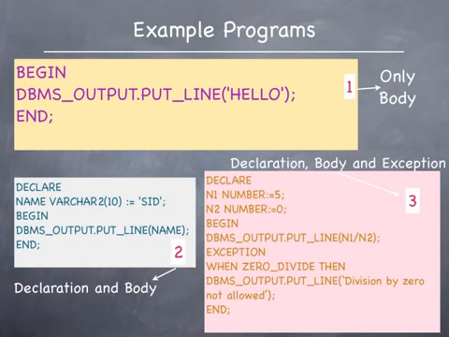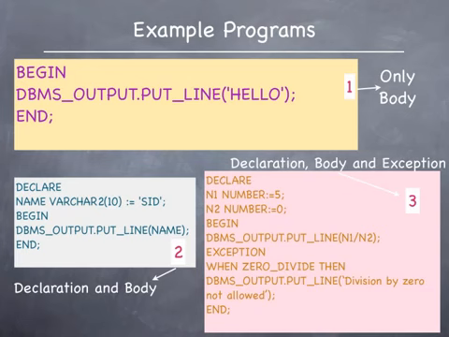The second program is an example of a program that has a declaration section and a body. In the example, you're declaring a variable called name that can hold character data in it. The value SID is stored in the variable name. In the body of the program, you are displaying the contents of the variable name. The value SID will be displayed on the screen.